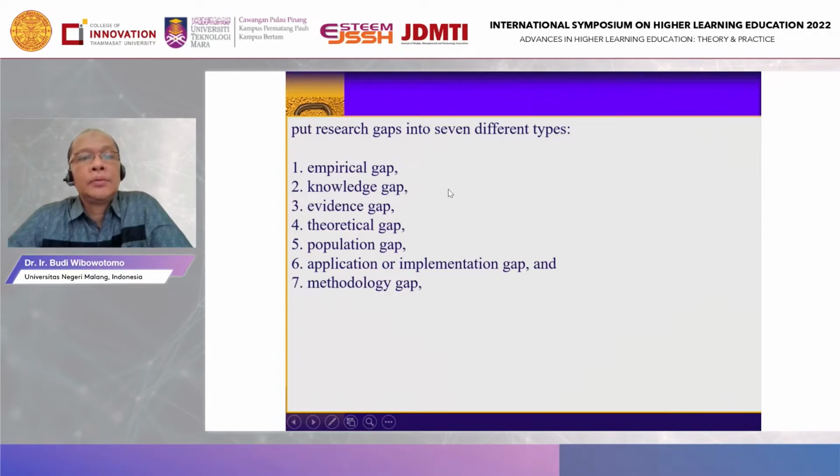And then the second one is knowledge gap. Knowledge gap is maybe about COVID-19 like this, yes, because in the past we have no experience about this kind of viruses, so there are many gaps that we can investigate about COVID-19. So this is an example of knowledge gap.